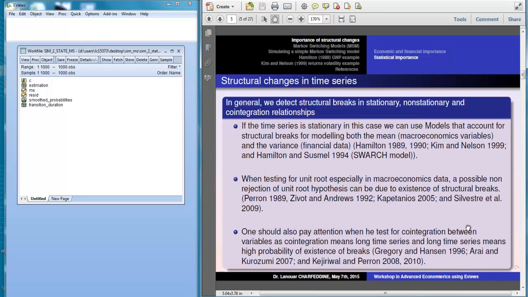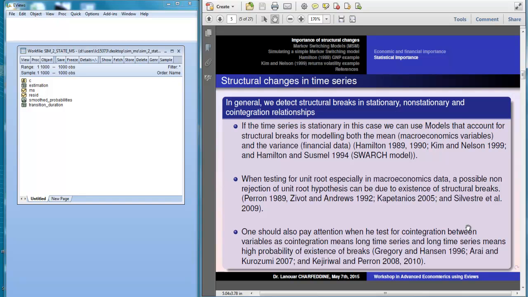In general, we can detect structural change in stationary and non-stationary series, and also in a co-integration relationship. In the first case, if the time series is stationary, we can use models that account for structural breaks for modeling both the mean, which in general we use for macroeconomic variables, and the variance, in general for financial data. Under this first category, we can use the Hamilton 1989 model. We can also use, for example, the switching ARCH model proposed by Hamilton and Susmel 1994.